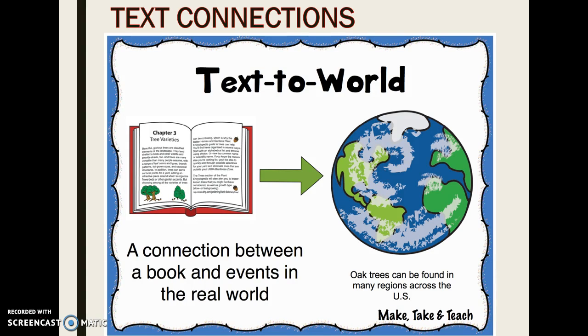Text to world, a connection between a book and events in the real world. If you're reading that same book on tree varieties and you know that oak trees can be found in many regions across the United States, you're making a text to world connection.